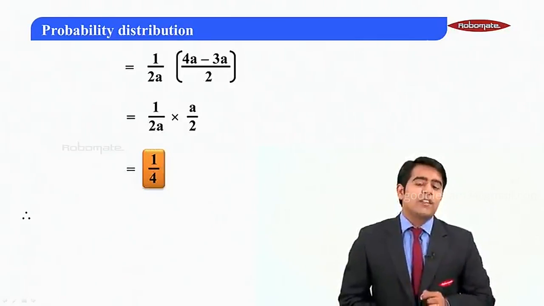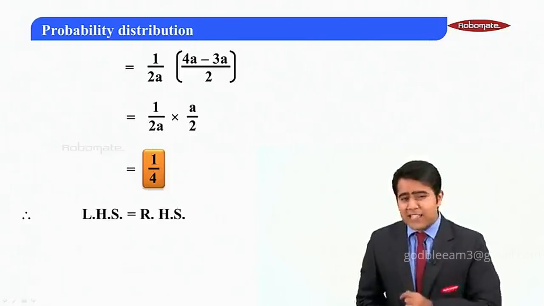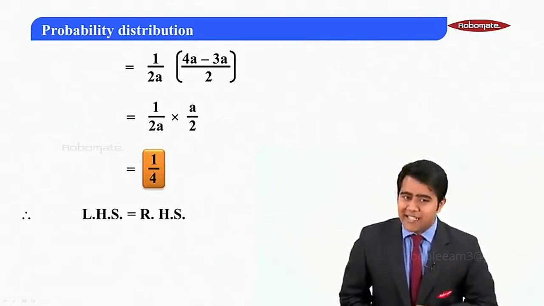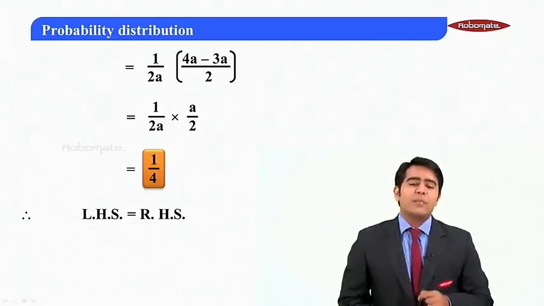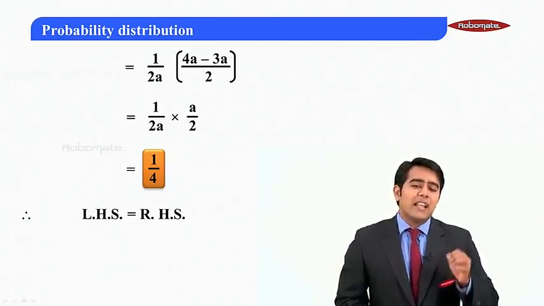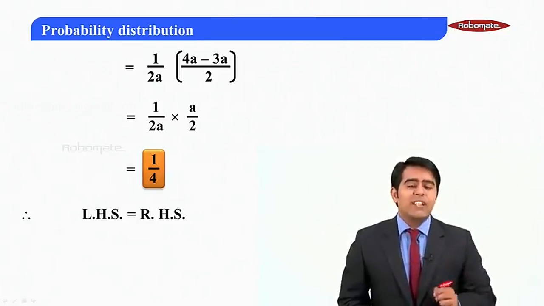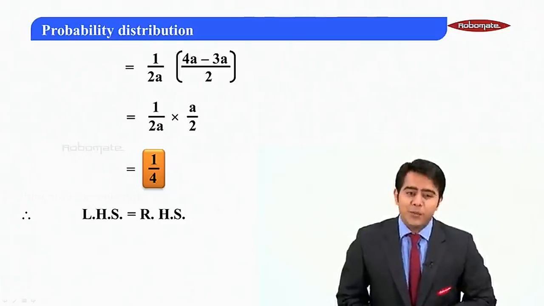So from both the values, I can say that left hand side is equal to right hand side. Hence we have proved that P of x less than a by 2 is equal to P of x greater than 3a by 2. Thank you.